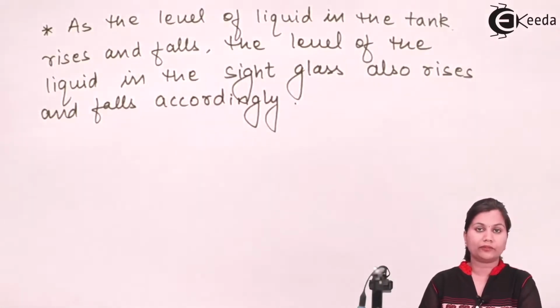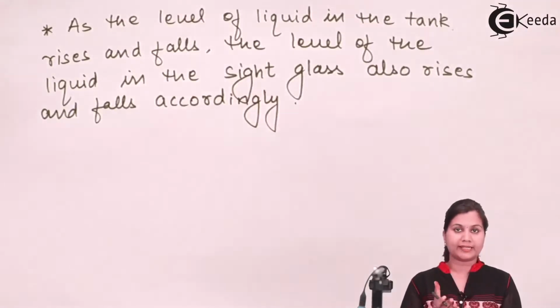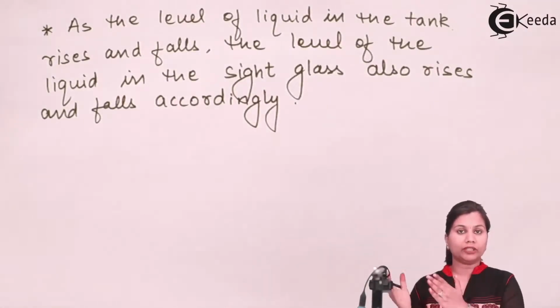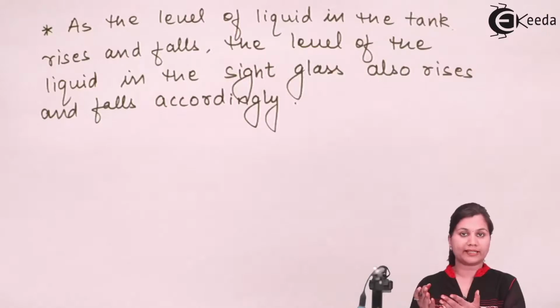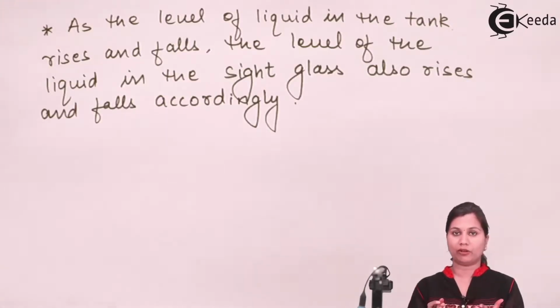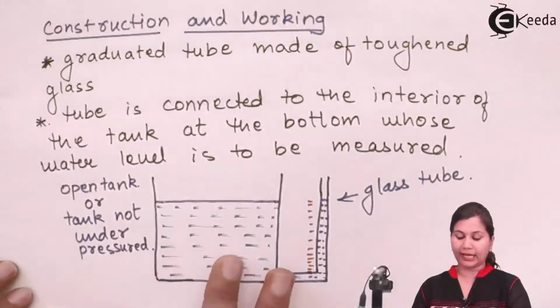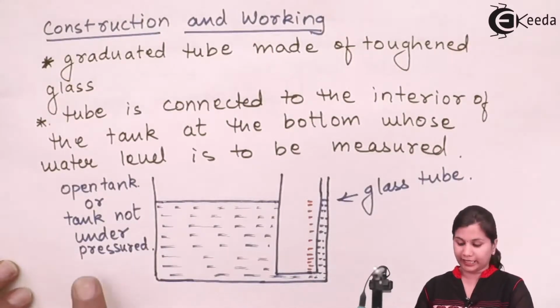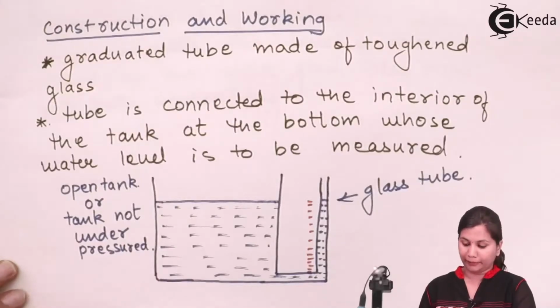So as the level of the liquid in the tank rises and falls, the level of the liquid in the side glass also rises and falls accordingly. So by measuring the level of liquid in the side glass, we can measure the level of the liquid in the tank. Now this was the case when the tank is an open tank, and we can say that the tank is not under any pressure.